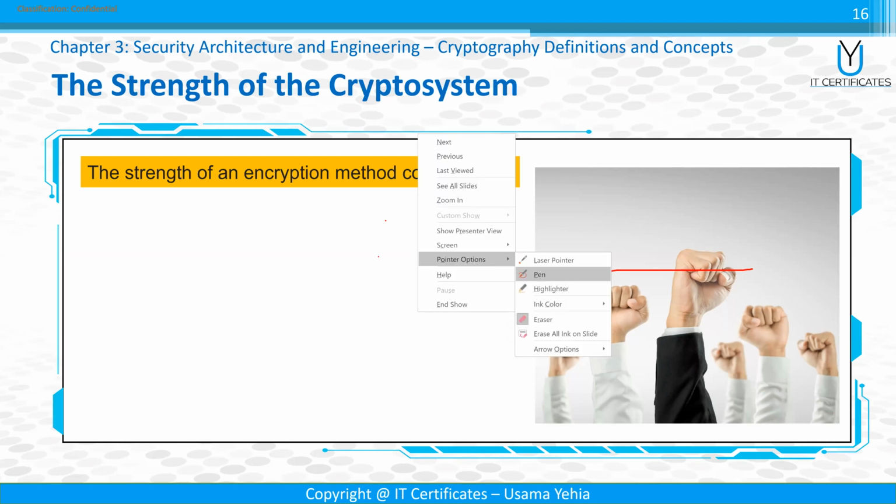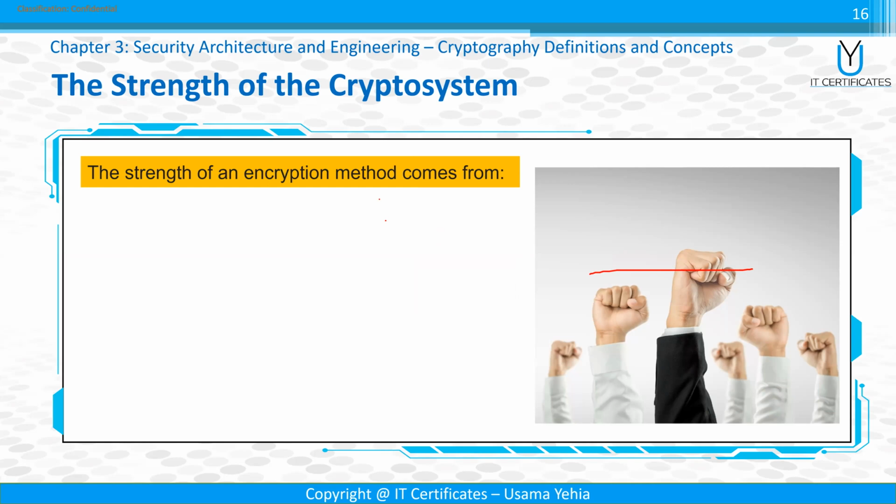What is the strength of an encryption? What are the factors of encryption algorithms? Number one, algorithm, of course. But come on, you just said that the algorithm is public and all of us know about it. Then how will it be strength? Yes, I am saying strength, not secrecy.